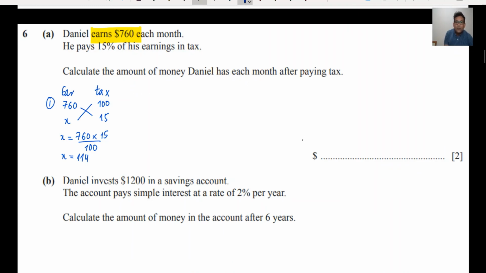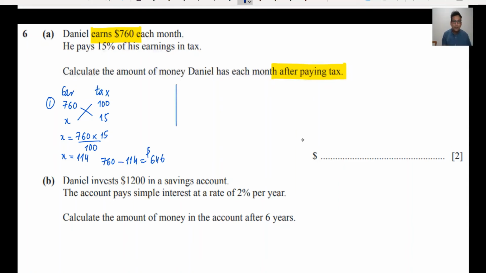They actually asked to calculate the amount of money Daniel has each month after the tax. After the tax. So, okay. Second method, if you want to find the amount after the tax, you can write 760 minus 114, and you will get the answer. It's very simple. Let's subtract this, it's coming $646. You can write here.